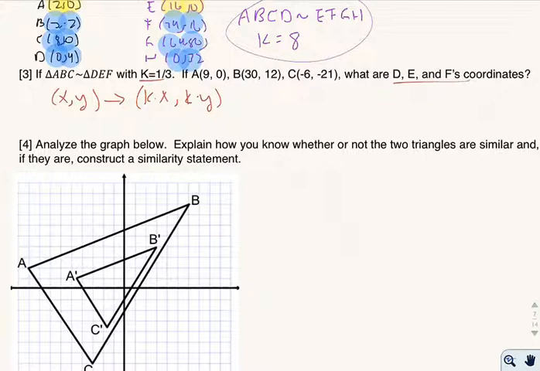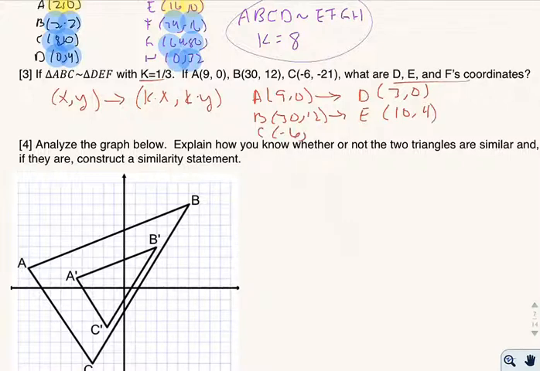So if I had A, which is 9 comma 0, that's going to take itself to D, which reduced by a third should be 3 comma 0. B, which was at 30 comma 12, now becomes E, reduced by a third to 10 comma 4. And finally, C, negative 6 comma negative 21, reduced by 3 one more time, multiplied by a third, of course. So it'll be negative 2 comma negative 7, right?